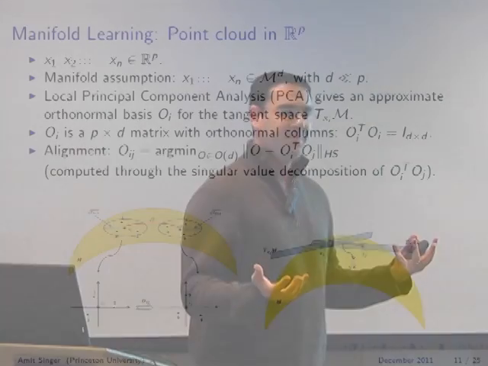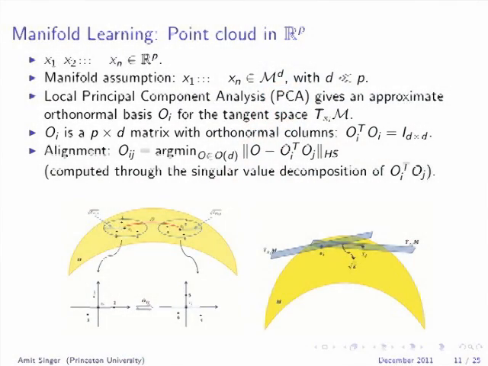Now, I can play this local PCA game at every point in my data set. I play it at i, j, and so on. So if I take, say, two neighboring points, i and j, and I get the matrix O_i, and I get the matrix O_j, now I can look at the matrix O_i transpose O_j. If the manifold were flat, then I have two bases that span the same subspace of R^p, and this matrix O_i transpose O_j would be a d by d orthogonal matrix.